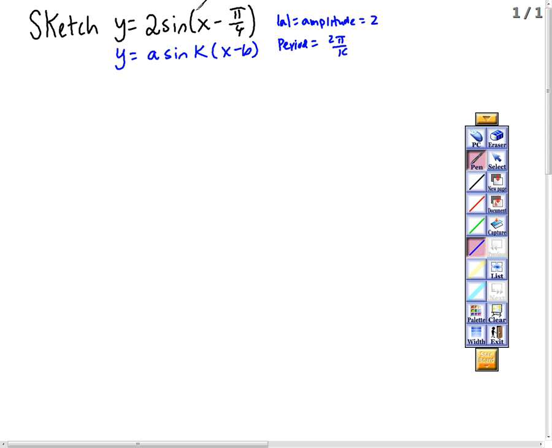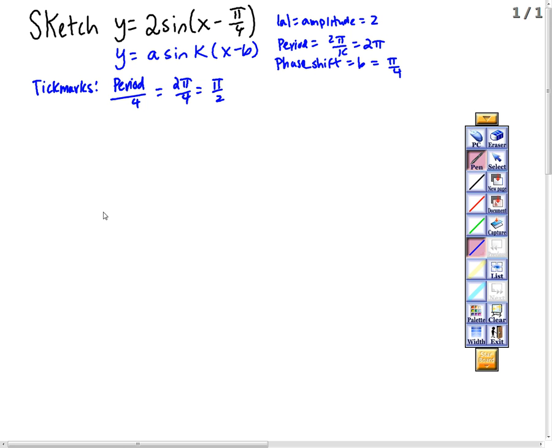K in this case is the coefficient of x, which is 1. So my period is 2 pi. We see that the phase shift is b. So this is pi over 4. And let's talk about tick marks. When I say tick marks, I mean the distance between the major tick marks. That's always the period divided by 4. So that's 2 pi over 4, which is pi over 2. So there's pi over 2 between every major tick mark.